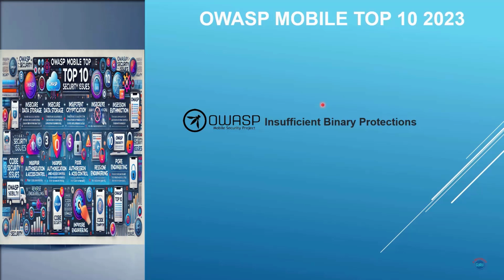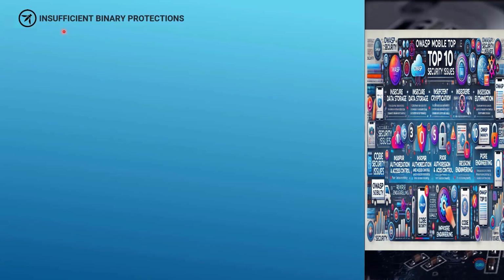In this lecture we are going to talk about insufficient binary protections, which is the category in OWASP Mobile Top 10 2023. So let's jump into the action. Let's first understand what is insufficient binary protection.